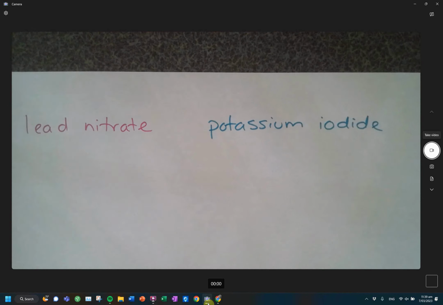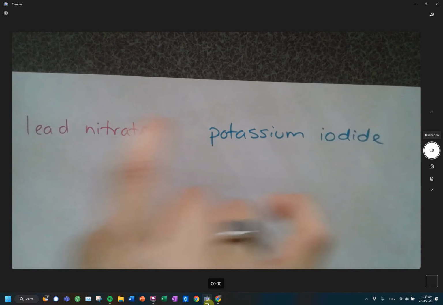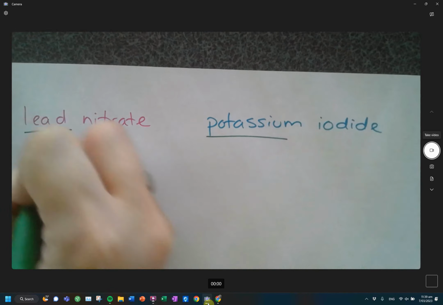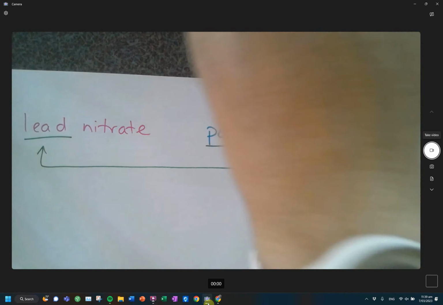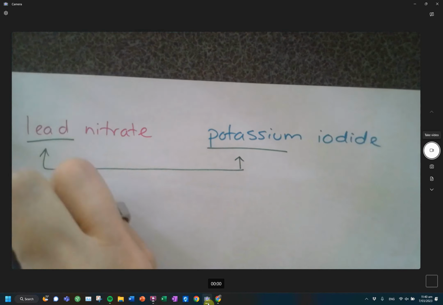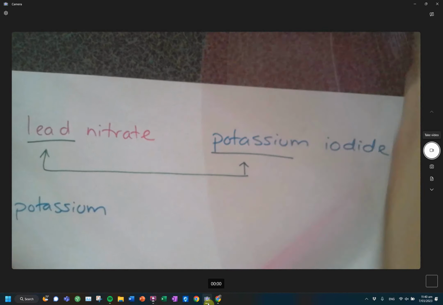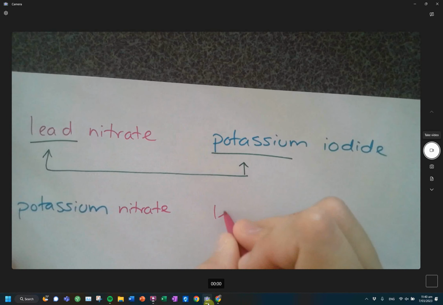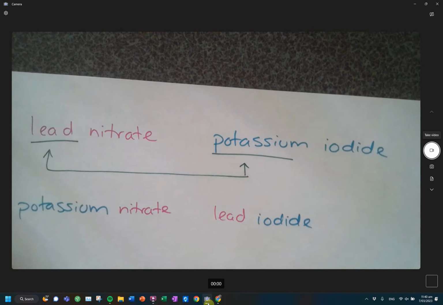All right. All I did was I took the cations. Cations are the ones that are always first. Those are the positive ones. Anions are always second. Those are the negative ones. So I've taken these and I've just swapped them around to figure out what my 2 products are. My first product is going to be potassium nitrate. And my second product is going to be lead iodide.